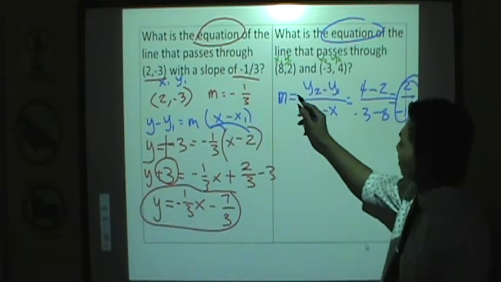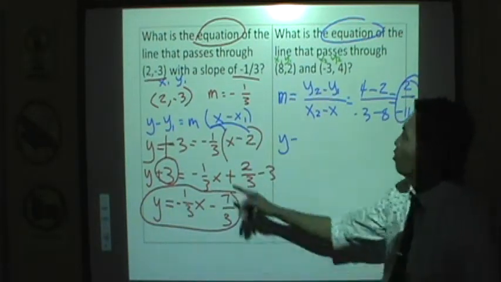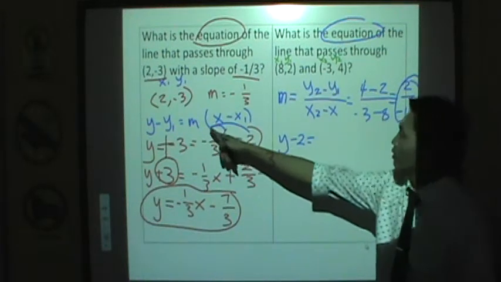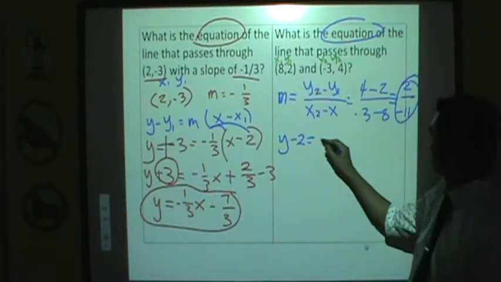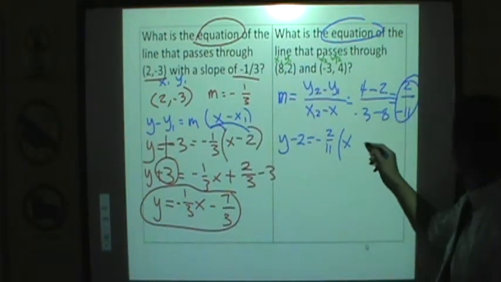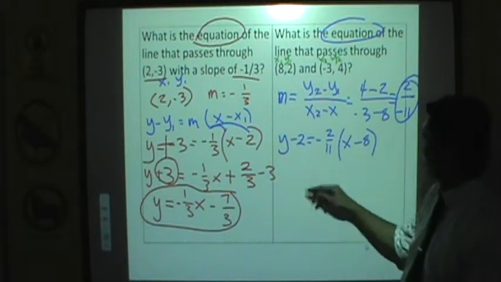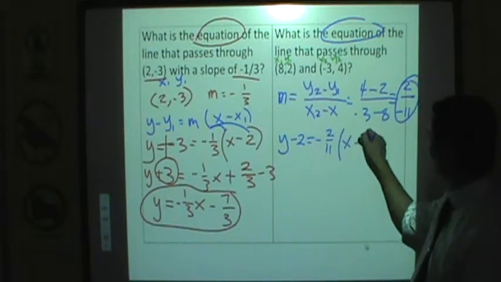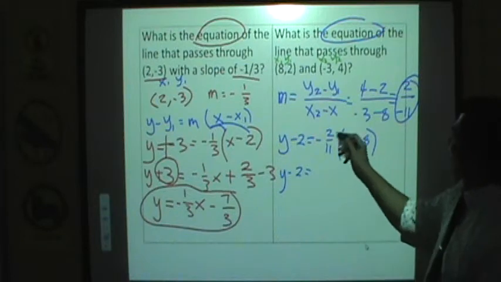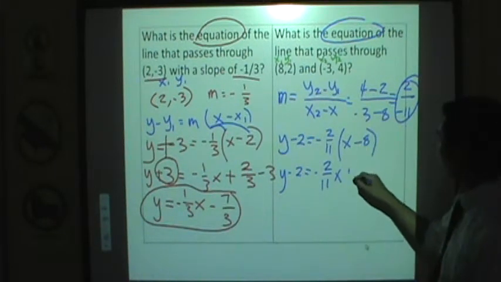Okay? Here we go. Let's use the formula again. Y minus y1. Our y1 here is 2 equals the slope. We just solved the slope, which is negative 2 over 11. Parentheses x minus x1 is 8. Okay, distribute that negative 2 over 11 to the terms inside the parentheses. Negative 2 over 11 times x is negative 2 over 11 x. That's no brainer.